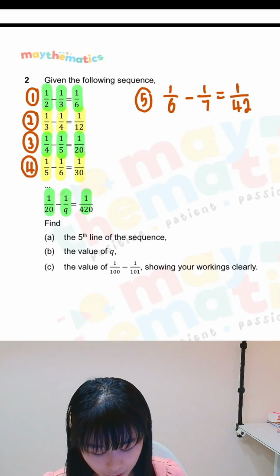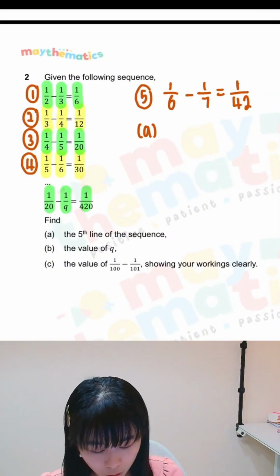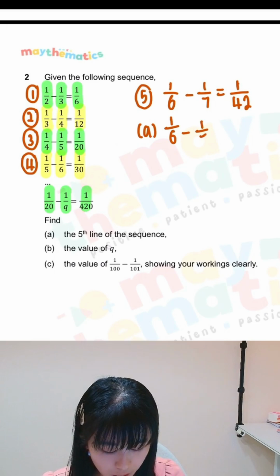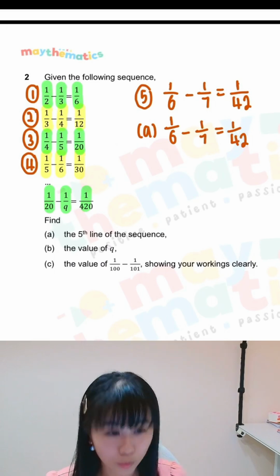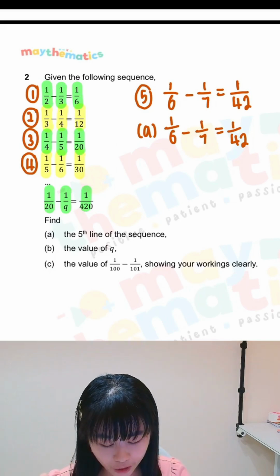For part A, your part A answer is this one. 1 over 6 minus 1 over 7 equals 1 over 42. Yeah? Okay, all good so far? Okay, next one. Find the value of Q.